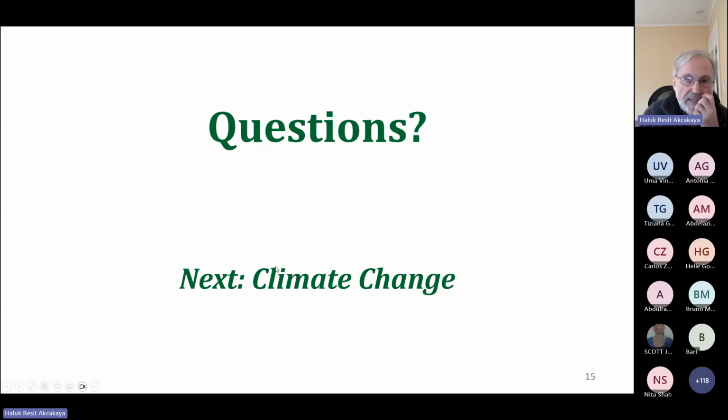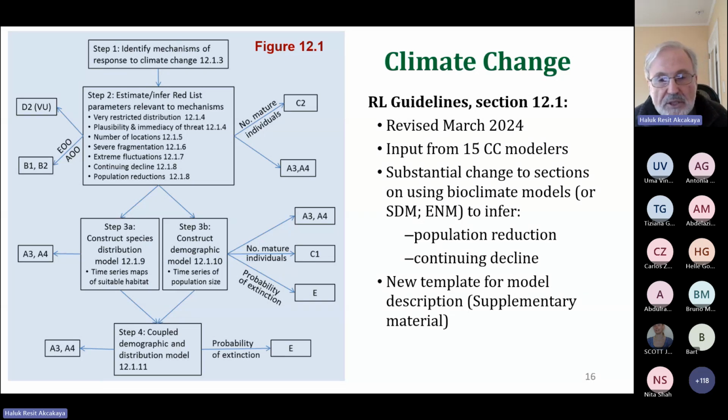Okay, climate change. Climate change is covered in the Red List Guidelines section 12.1, and this section was revised in March of this year. To revise the section, we asked 15 climate change modelers to help us, and this resulted in substantial change to sections on using bioclimate models. These are also known as species distribution models, SDM, or ecological niche models, ENM. And in the Red List, they are used to infer population reduction and continuing decline.